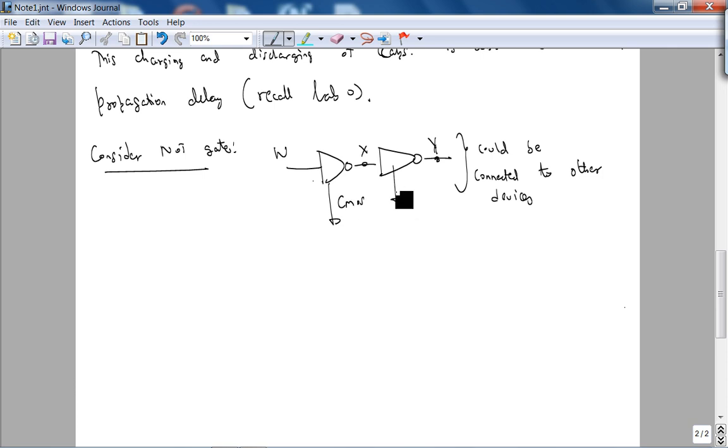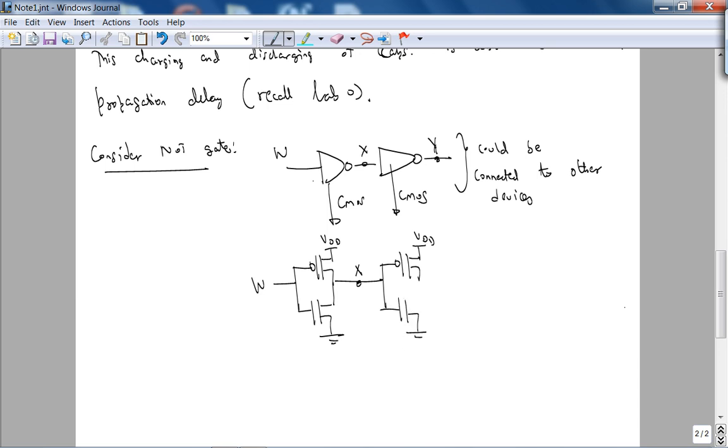So let's get into CMOS. Here's the power supply VDD. This is the first NOT gate. Here is W, here is X, and here is the second inverter. At node Y, you have a capacitor, this is the circuit symbol for a capacitor, and we'll shortly talk about the mathematical model of a capacitor. That's what we'll use, the mathematical model.